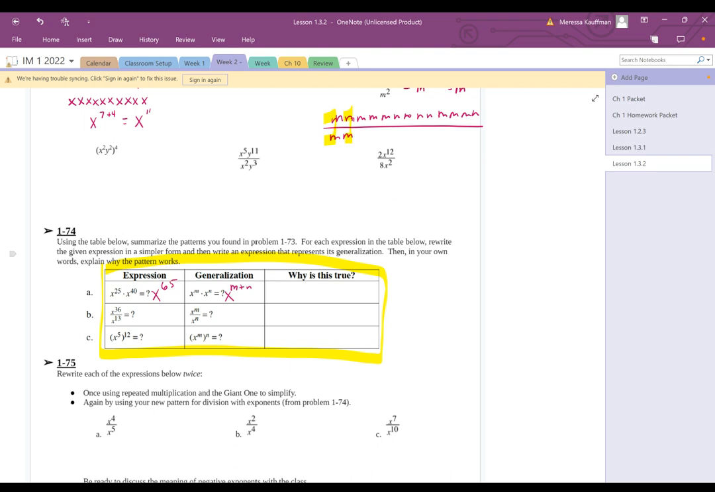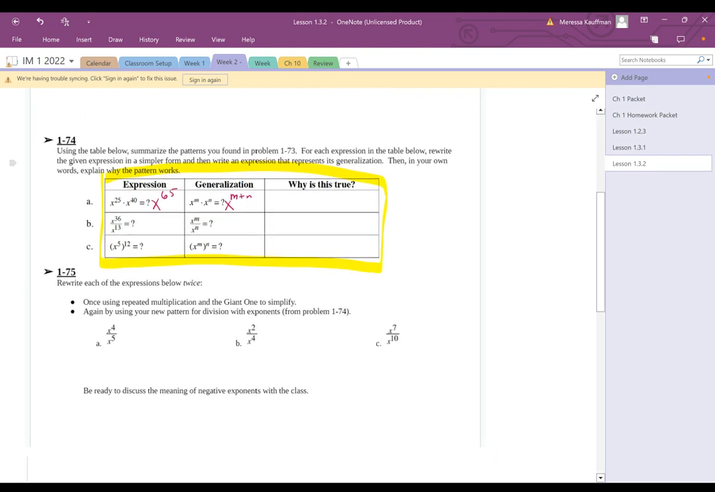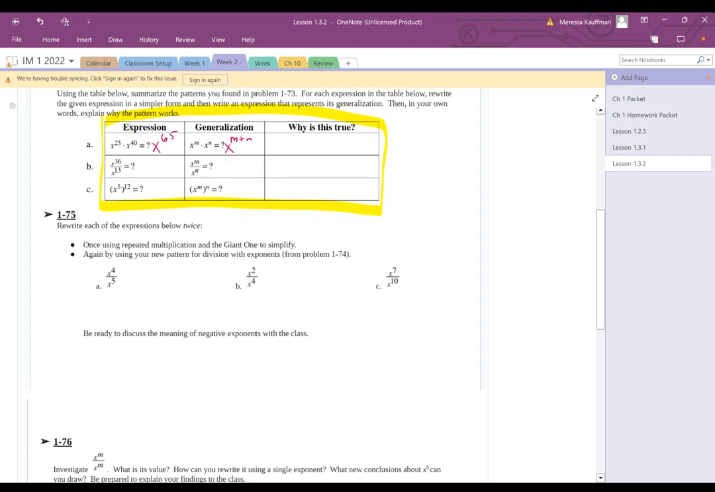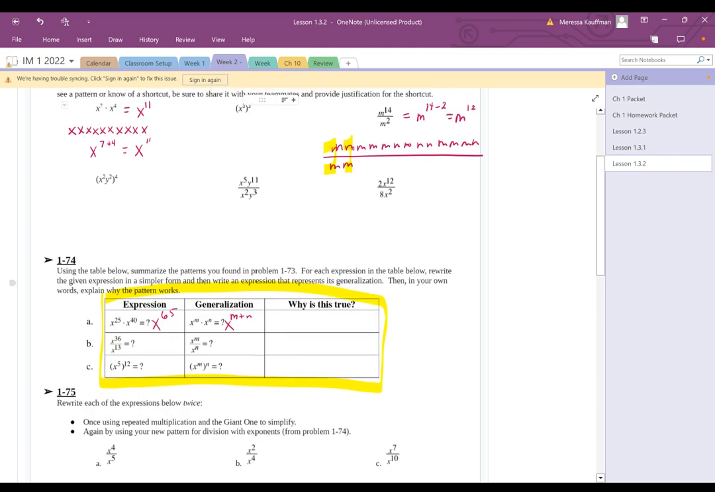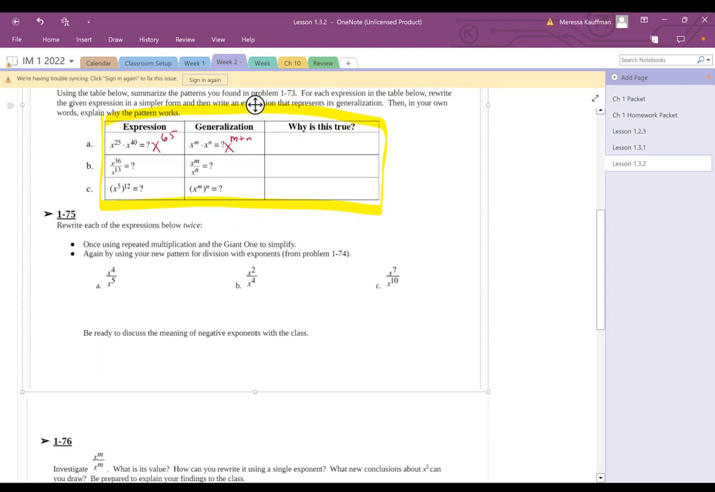And why is this true? Because I'm adding exponents when I'm multiplying. Okay, so that's what you're going to be writing down. Then for the next one, remember when we divided, I subtracted the bottom from the top. Notice I did 14 minus 2. So when you're doing the next problem, make sure that you're subtracting the top, 4, minus the bottom, which is 5. And then finish out that expression.